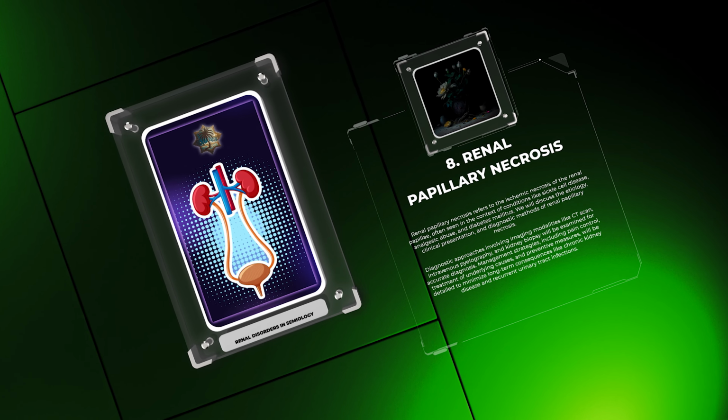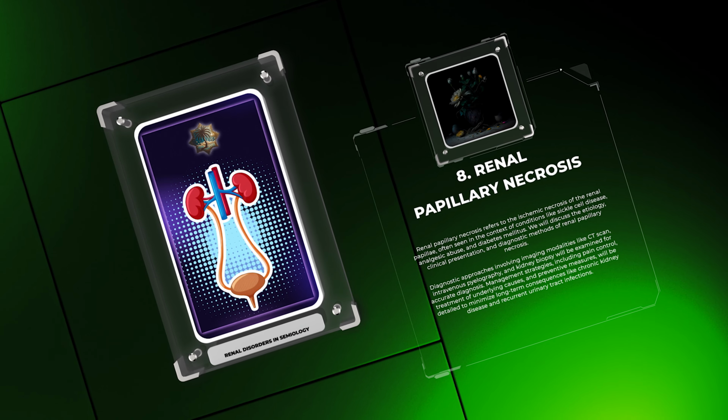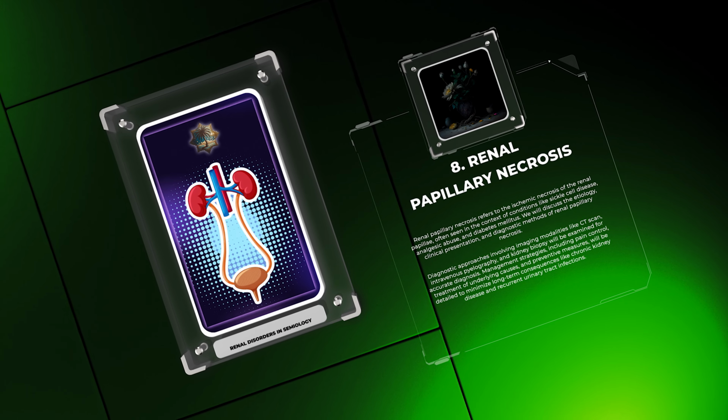Management strategies, including pain control, treatment of underlying causes, and preventive measures, will be detailed to minimize long-term consequences like chronic kidney disease and recurrent urinary tract infections. In this video, we will discuss the formation of renal abscess, its clinical features, various diagnostic approaches including imaging and laboratory tests, treatment options, and potential complications.